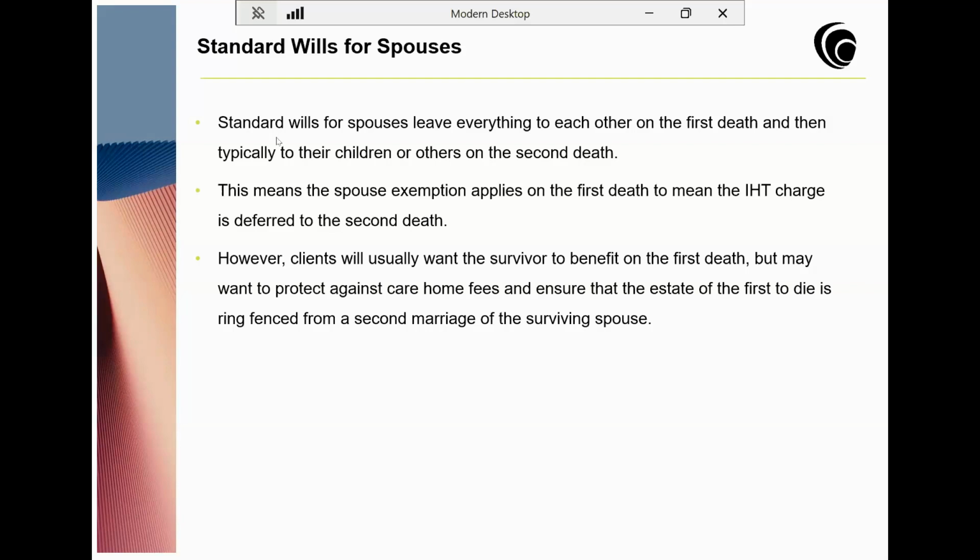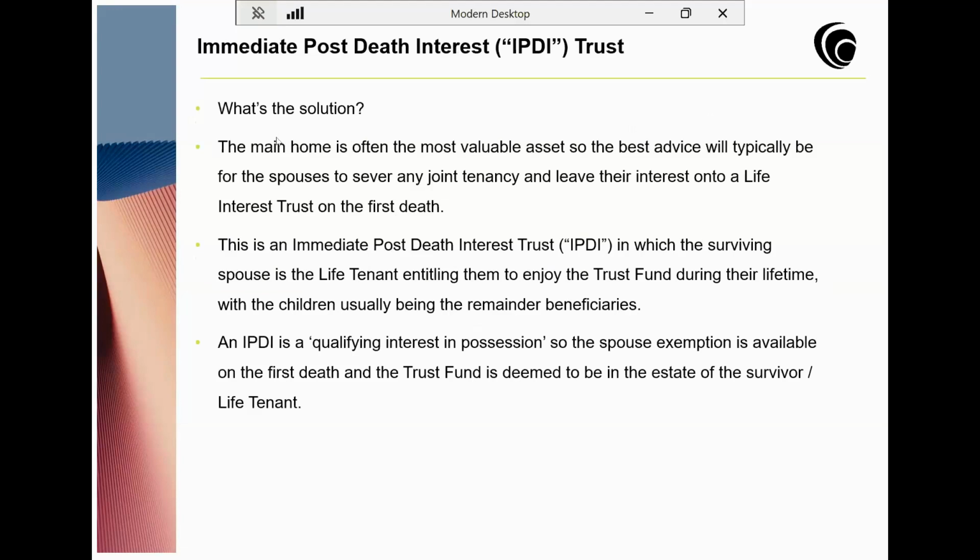The final point here is, although clients will usually want the survivor to benefit on the first death, many will want to protect against care home fees, for example, or to ensure that their estate is ring-fenced from a second marriage of the surviving spouse, and that's where trusts can play a part, even in quite straightforward wills.